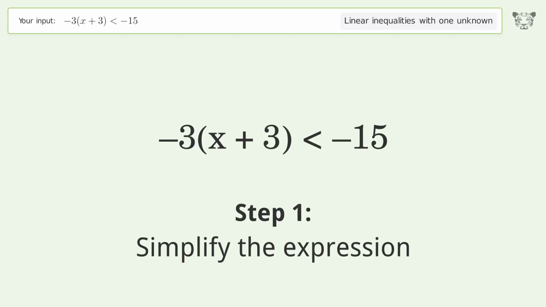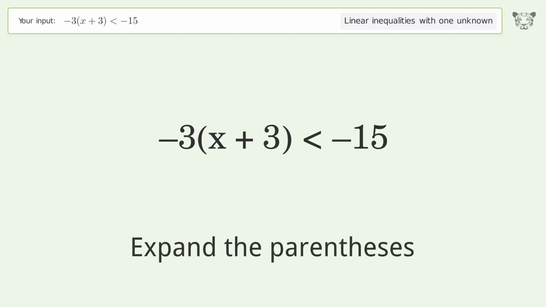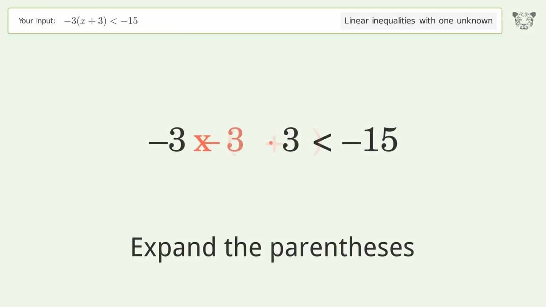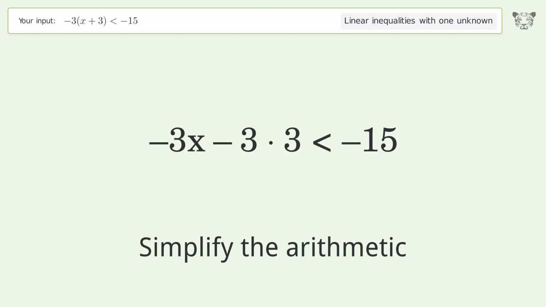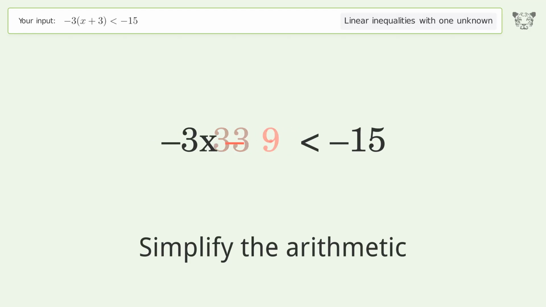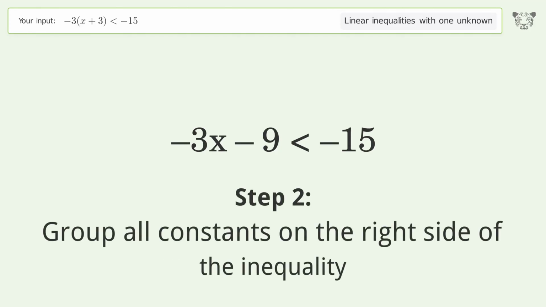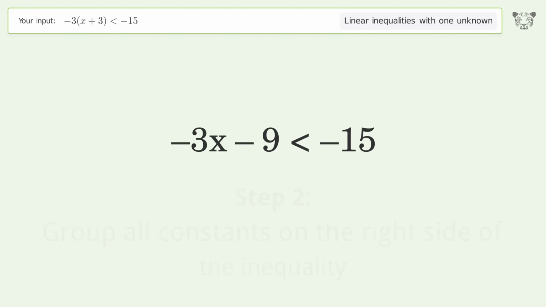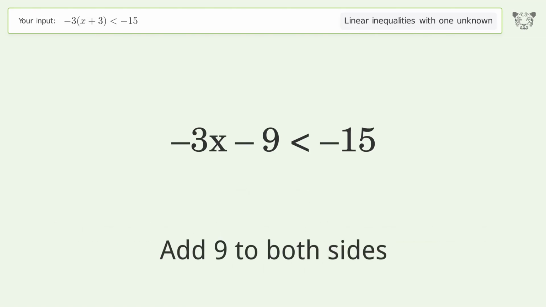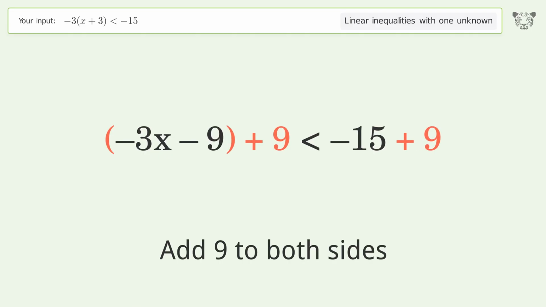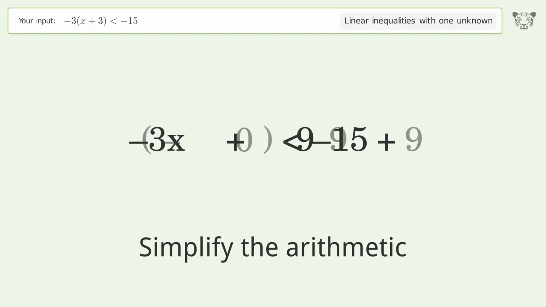Simplify the expression. Expand the parentheses. Simplify the arithmetic. Group all constants on the right side of the inequality. Add 9 to both sides. Simplify the arithmetic.